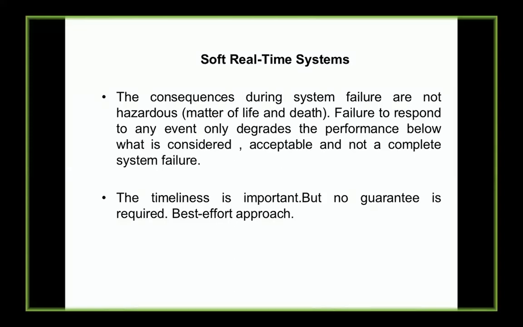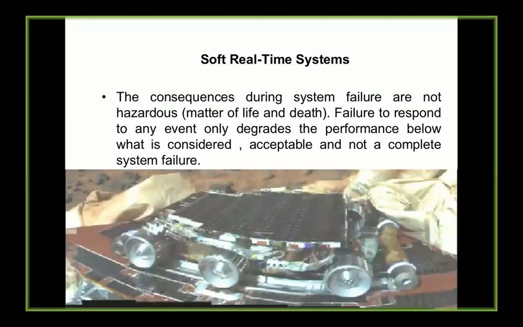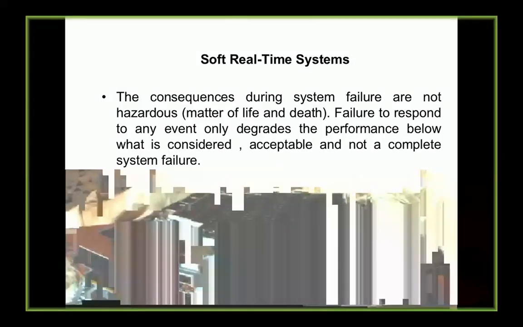Soft real-time systems do not need much example because everything you see around you mainly evolves around soft real-time systems. So you can see the consequences during these kinds of system failures are not very severe. It's not a matter of life and death. And if you fail to respond to one single event, it's not a complete failure. It will degrade the performance beyond what was considered to be good or expected. Timeliness is a good-to-have, but you don't need to provide a guarantee that it has to work within that. A little bit of up and down is fine.